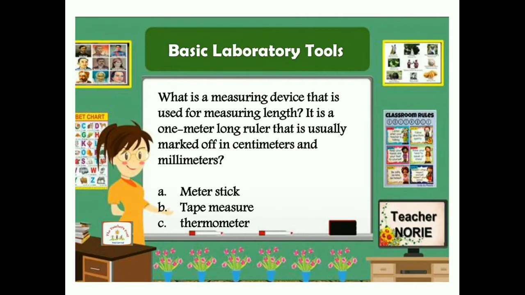What is a measuring device that is used for measuring length? It is 1 meter long ruler that is usually marked off in centimeters and millimeters. A. Meter stick. B. Tape measure. C. Thermometer.